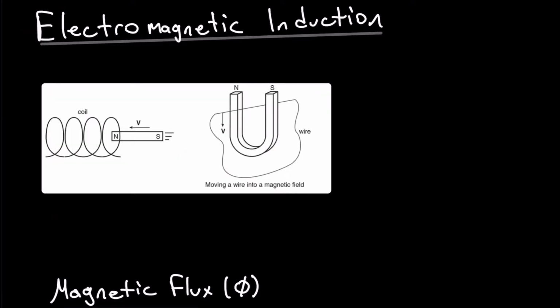Now, let's talk about a very important concept called electromagnetic induction. Electromagnetic induction is basically the process of generating electricity, and it's really important because our economy runs on it. This is kind of like the opposite of the electric motor.